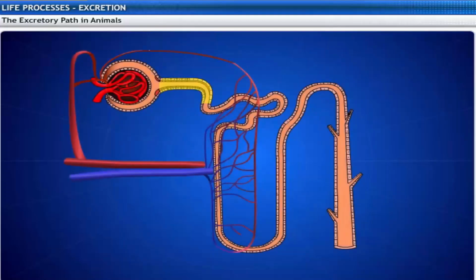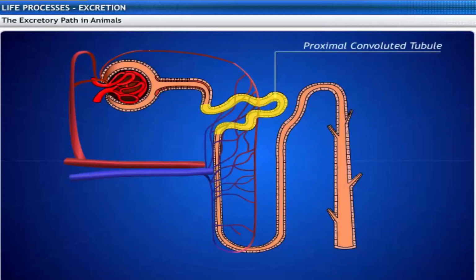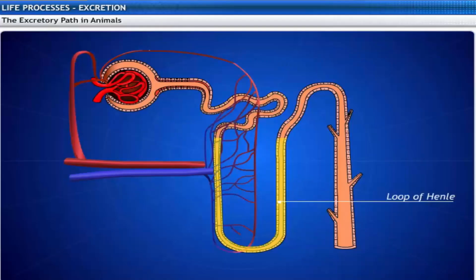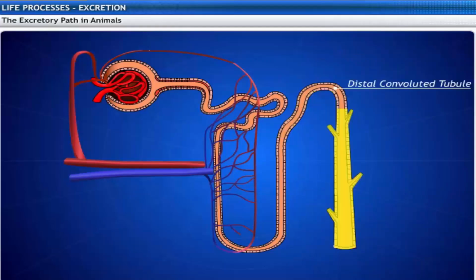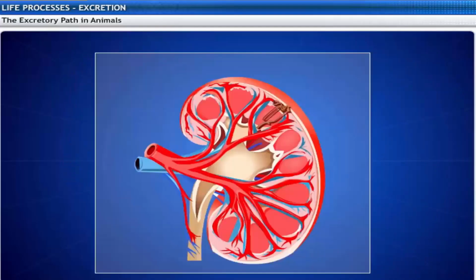The renal tubule leads the way from the Bowman's capsule and becomes highly coiled to form the proximal convoluted tubule. The tubule makes a hairpin loop called the loop of Henle and joins the distal convoluted tubule. The distal convoluted tubule opens into a collecting duct which passes into the renal medulla.